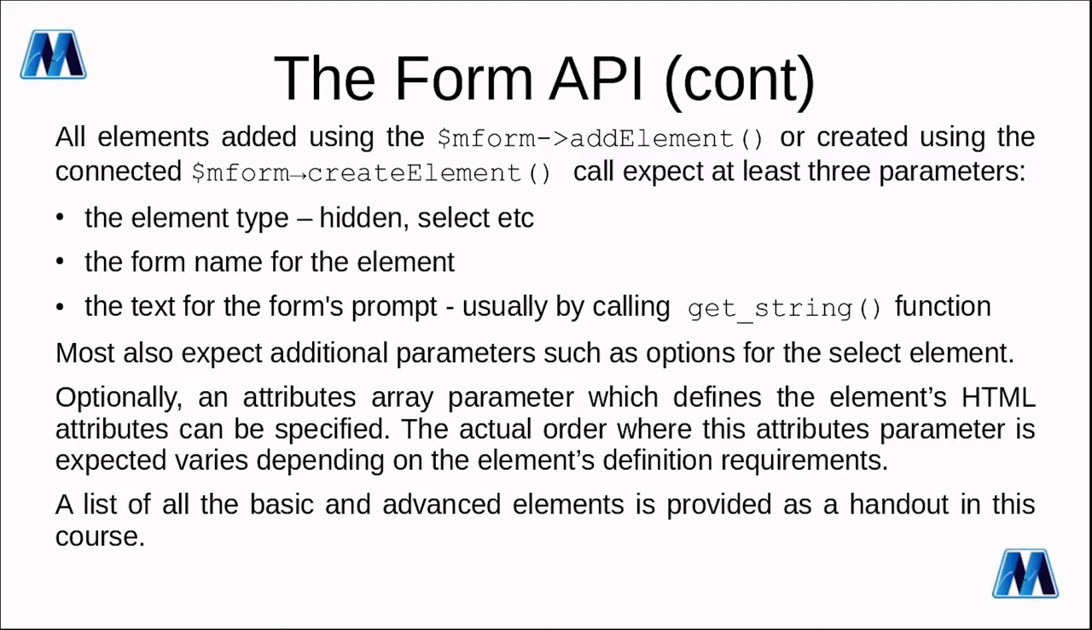And that's usually done by calling the get string function. Most also expect additional parameters, obviously, such as options for a select element. Optionally, an attributes array can be passed, which defines the HTML attributes for the actual field, so width, color, whatever you want in there. So in this lesson, there's a handout of all the basic and advanced elements and the parameters that are expected.